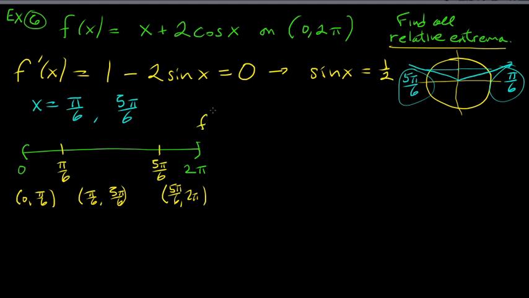So, plug in a number on each interval, from 0 to pi over 6. Well, unfortunately, we don't have nice numbers here, so what can we plug in? Pi over 10, pi over 8 maybe. Cosine of pi over 8, I don't know that by heart either. So this is where you're just going to have to break out your calculator and plug these numbers in and just see whether it's positive or negative.